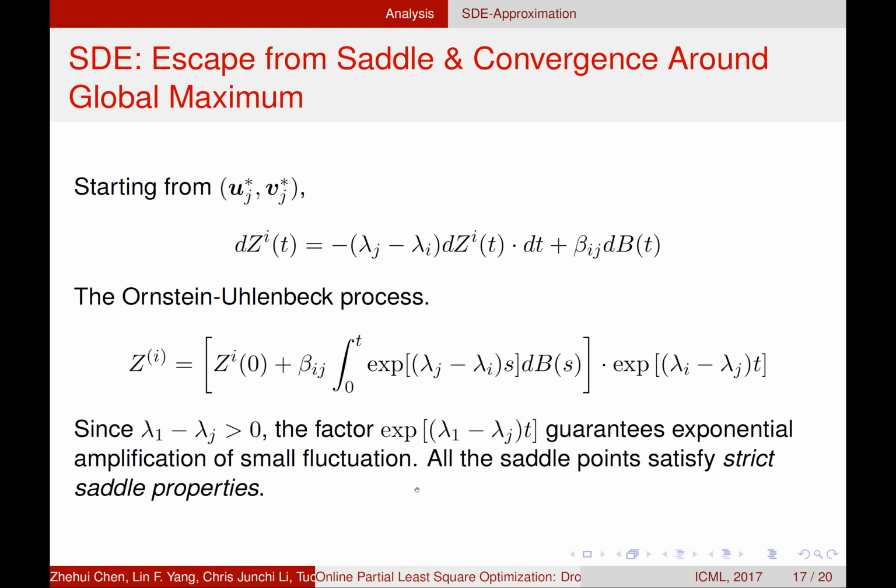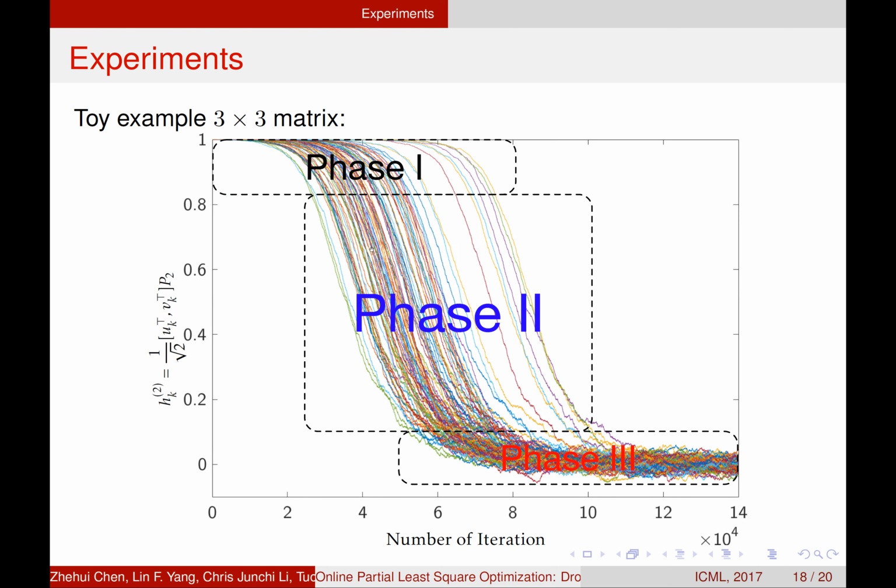Okay. So here is an experiment that shows exactly how our ODE and SDE describe the behavior. We take a toy example of a 3x3 matrix. Our algorithm has 3 phases. In phase 1, it's starting from some saddle point and fluctuates, and the fluctuation grows exponentially. And then the error decreases because of the ODE characterization, right? It decreases very quickly to be around the global maximum, and from there it just fluctuates around the global maximum.